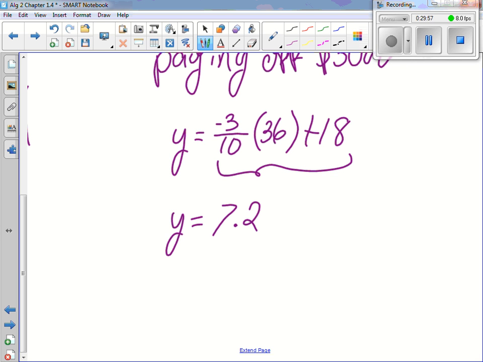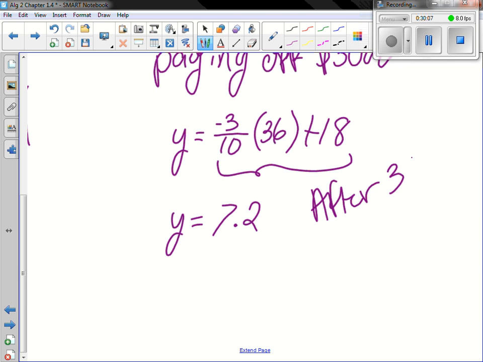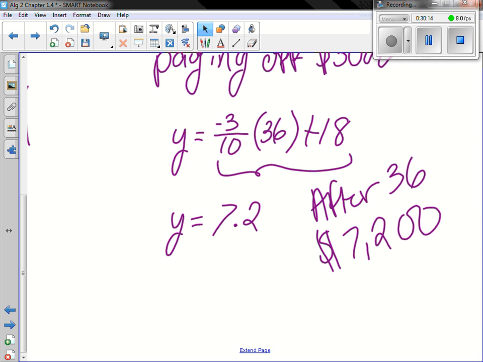And again, this is in what? Thousands, yes? So what they told us is after 36 payments, we have how much left on the car? How much do we owe? $7,200. Is this a good thing? Yeah, I mean, we have less than we owed, right?